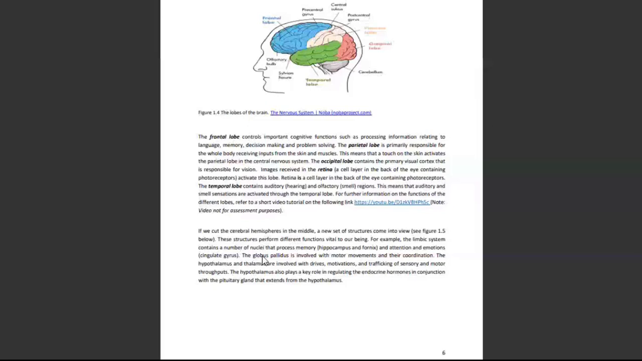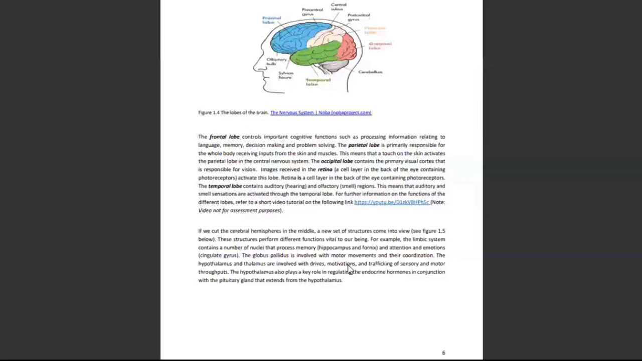Hypothalamus and thalamus are involved with motivation and tracking sensory motor. So you need to highlight these parts. So hippocampus regulates what? Memory. What does the cingulate regulate? Attention and emotions. Then globus pallidus is involved in what? Motor movement and their coordination. Then the last two, hypothalamus and thalamus, they're involved in what? Drives, motivation, trafficking sensory, and motor throughput.